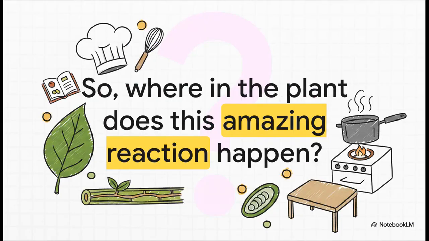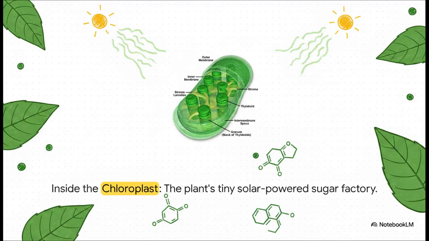So we've got the recipe, but where's the kitchen? Where in the plant does this amazing chemical reaction actually happen? Well, the kitchen is inside these teeny tiny structures called chloroplasts. The best way to think of them is like little solar-powered factories, and you find tons of them inside the plant's cells, especially in the leaves. It's inside these chloroplasts that you find the green stuff, chlorophyll, and that pigment is what acts like a solar panel, capturing all that energy from the sun.